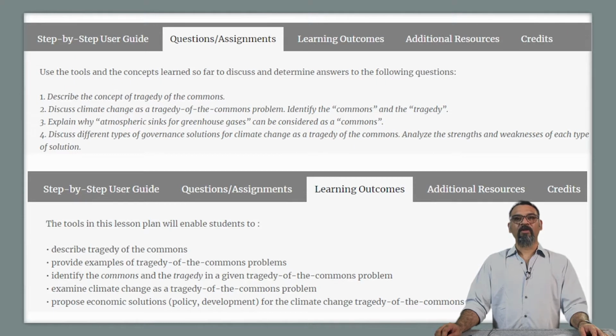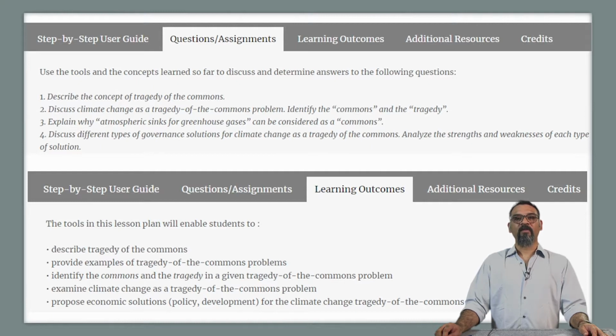Questions and assignments you can ask your students through this lesson plan include: describe the concept of the tragedy of the commons. Discuss climate change as a tragedy of the commons problem. Identify the commons and the tragedy. Explain why atmospheric sinks for greenhouse gases can be considered as a commons. Discuss different types of governance solutions for climate change as a tragedy of the commons.